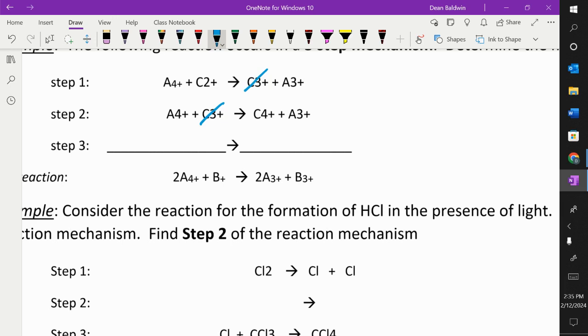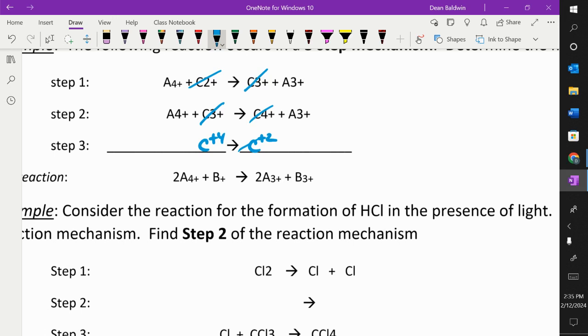Well, yeah, you need to put it on the other side of the arrow, right? Because then they'll cancel. Okay, so then that cancels that. I need this C4 plus to cancel out. Where should I put that? Other side. Okay, so then that would cancel that.